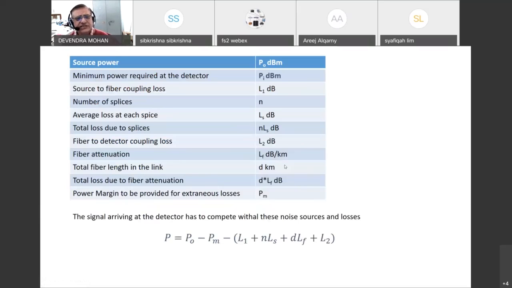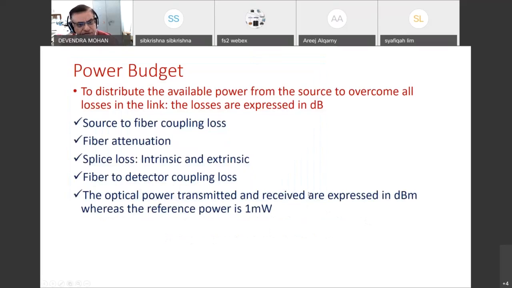If we go for the calculation, consider the source power as P0 in dBm and the minimum power required at the detector as Pi. So what is Pi? Pi is equal to P0 minus the total losses. P0 is the total power we have, the source to fiber coupling loss is L1, the number of splices we are making is N, the average loss at each splice is Ls, so the total loss due to splices is N multiplied by Ls, the fiber to detector coupling loss is L2, the fiber attenuation we consider as Lf, and the total fiber length as D. We need to multiply this D by the fiber attenuation, and then the power margin. Some margin we need to keep for extraneous, hidden losses, which are due to aging of the components, that is Pm. So Pi is equal to P0 minus Pm, and adding all these losses, one can find out the power. We can do the power budgeting in this way in a communication link.